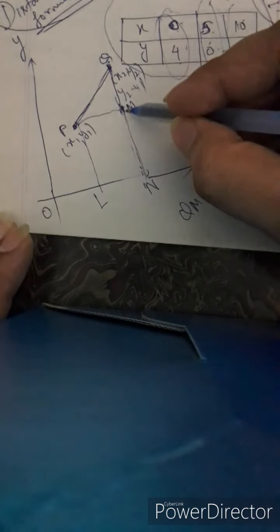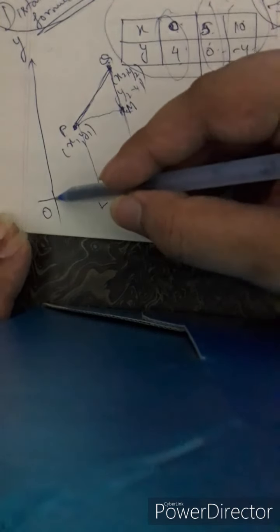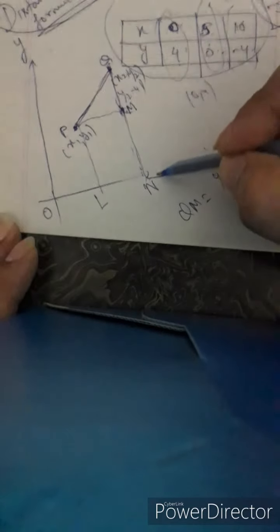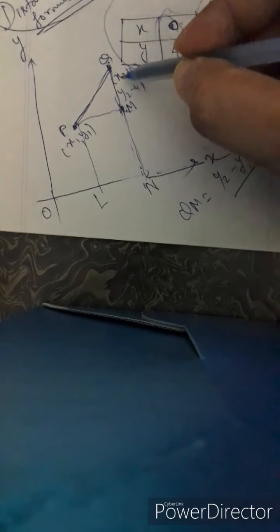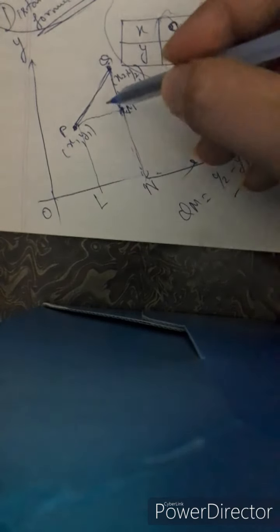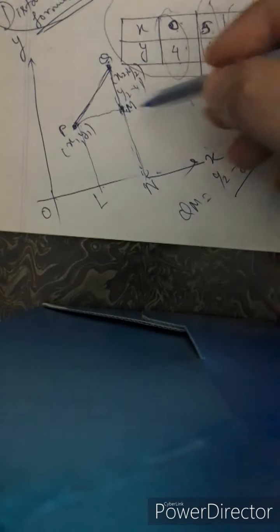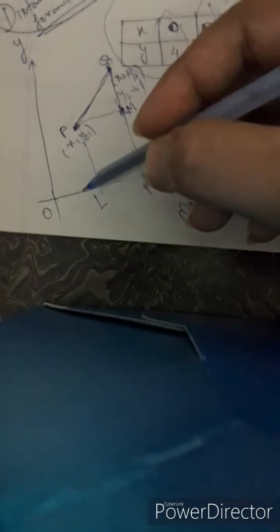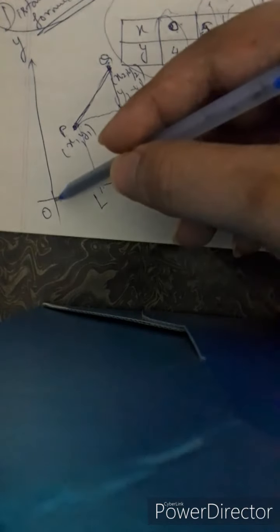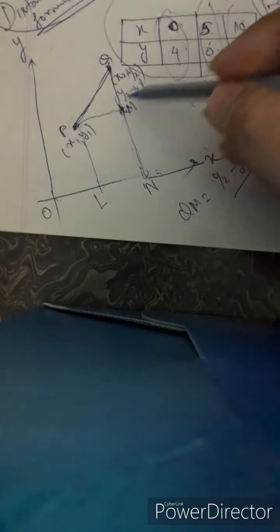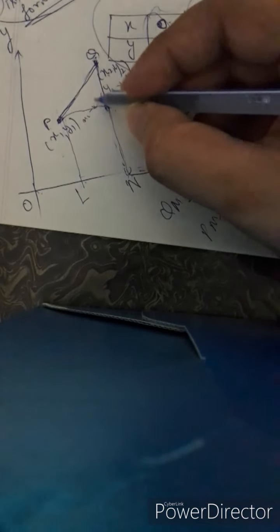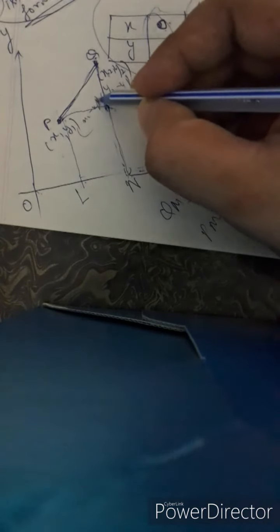Similarly PM, what is PM? This distance ON is x2, and this distance OL is x1. So PM, which is equal to LN, becomes ON minus OL, that is x2 minus x1. So this distance is x2 minus x1. Now this is a right angle.